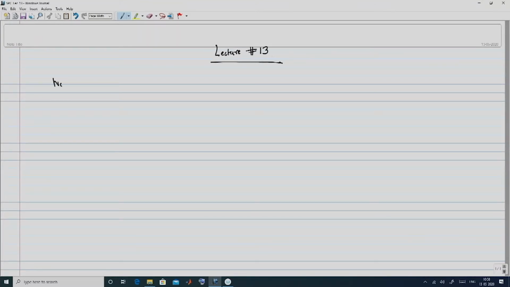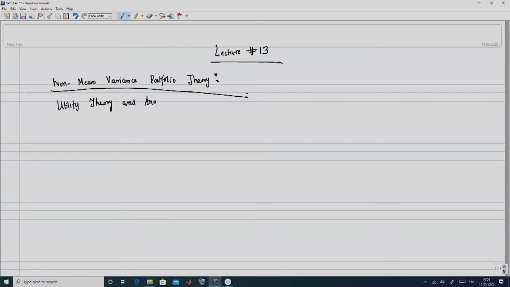As I said, this topic is going to be on non-mean variance portfolio theory. So, the first topic that we look at is what is known as utility theory and consequent analysis.